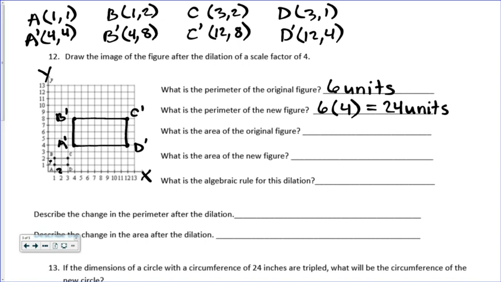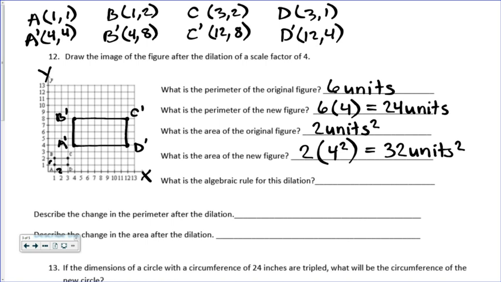What is the area of the old figure? Well, a 1 by 2. 1 times 2 is 2. So that's 2 units squared. What is the area of the new figure? You can either do the length and the width of your new rectangle, multiply them, or the rule tells us the area of your old figure times the scale factor squared, or scale factor times scale factor again for the length and the width. 4 squared is 4 times 4, which is 16. 16 times 2 is 32. So it should be 32 units squared.